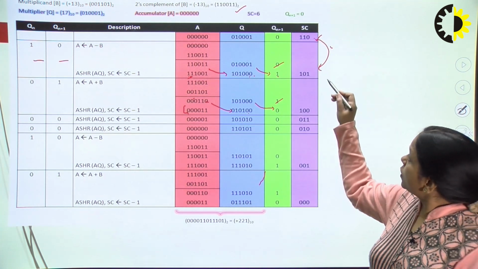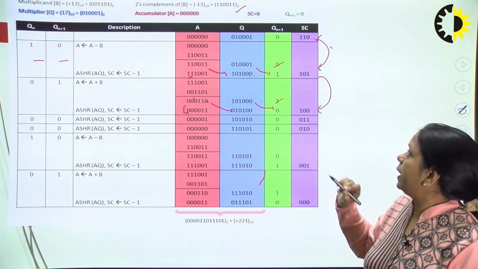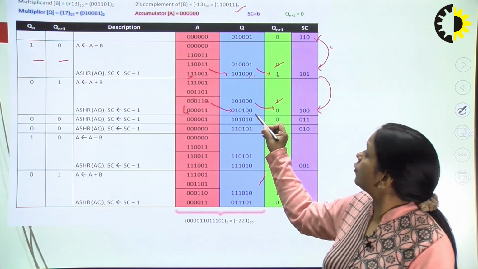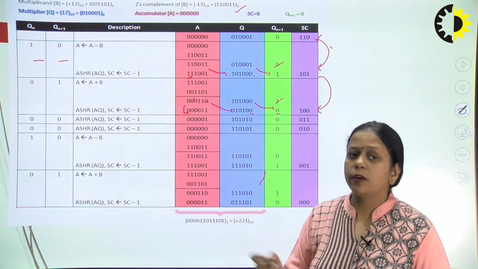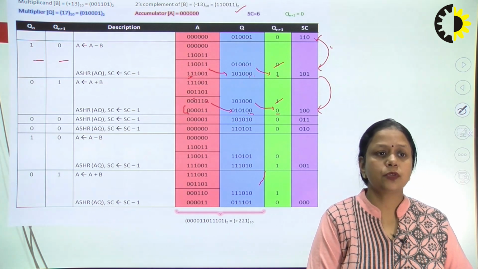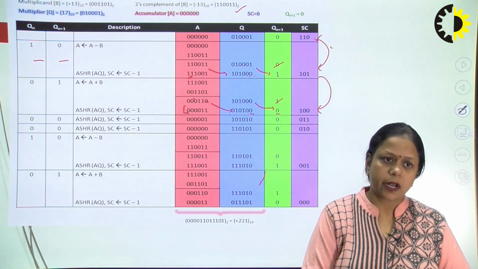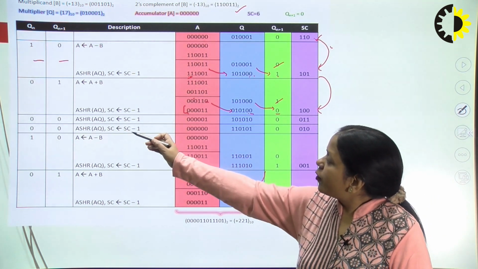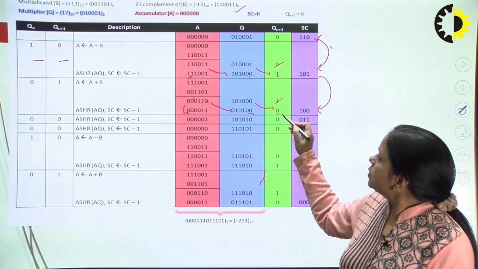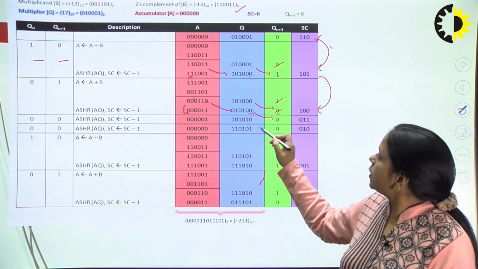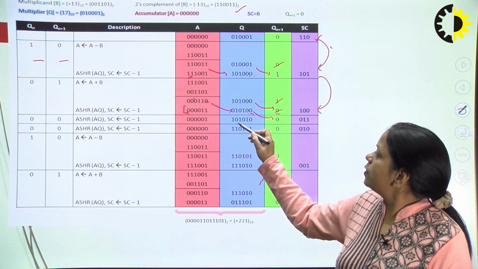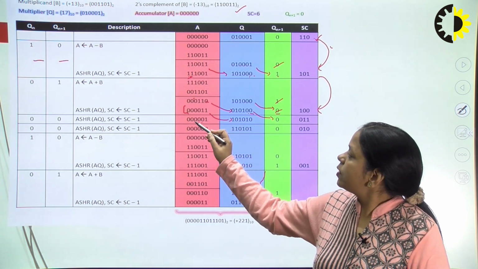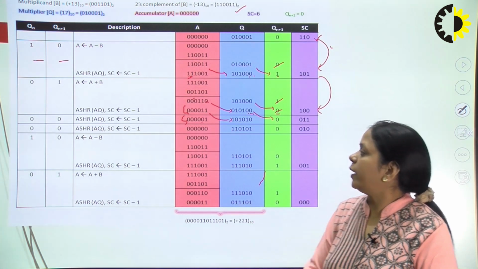Now, the next step is to reduce the sequence counter value again. Now, the sequence counter value is 4. Again we will check the value of Qn and Qn plus 1, which is 0, 0. In the case of 0, 0, we will not add or subtract any value in the accumulator or AC register. Then we will perform arithmetic shift right. Arithmetic shift right, 0 will be lost. We will have this 0 here, 0, 1, 0, 1, 0, 1 will be here. Then 1, 0, 0, 0, 0, and again we will have 0 value here.